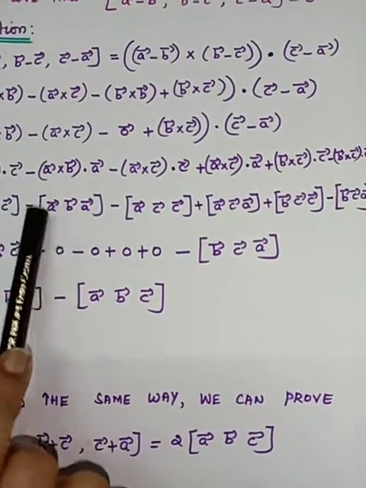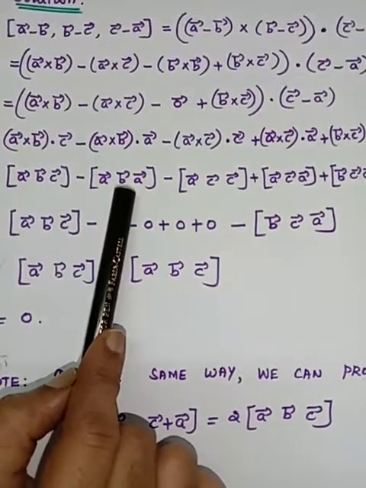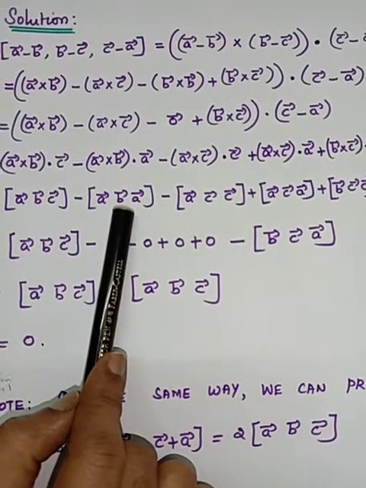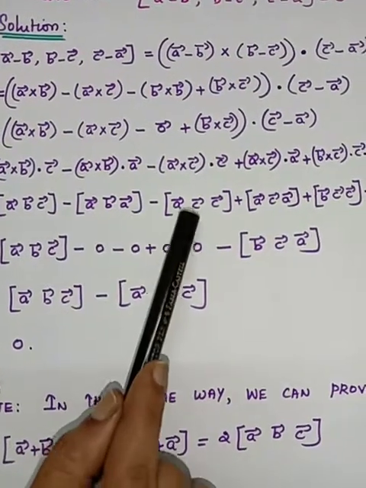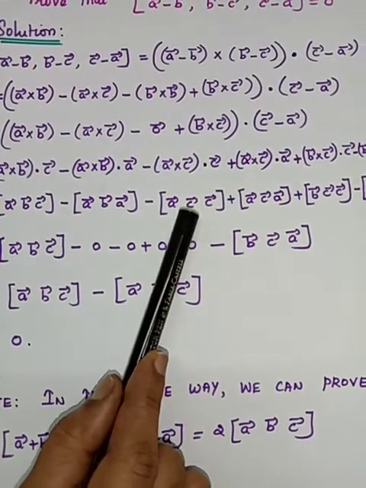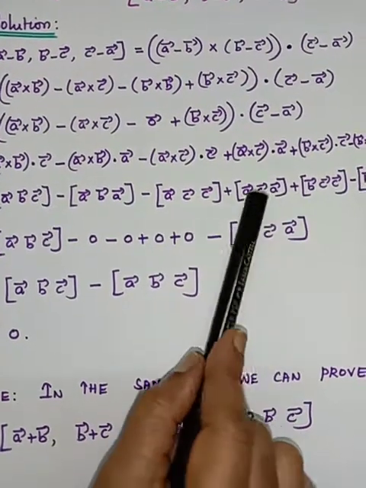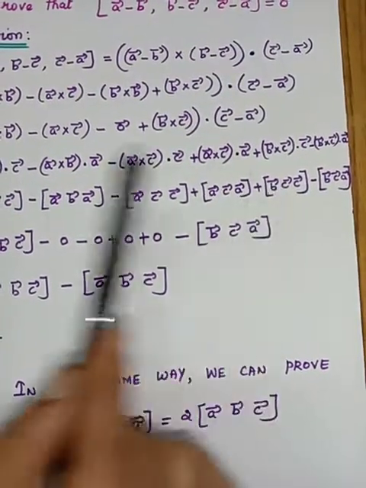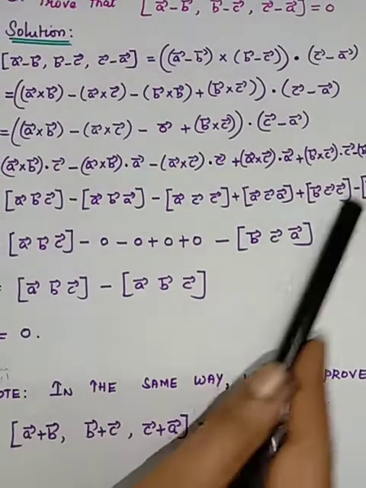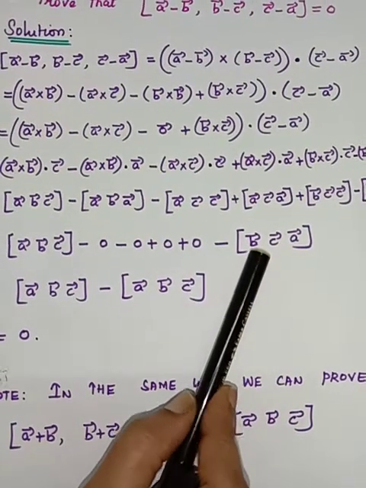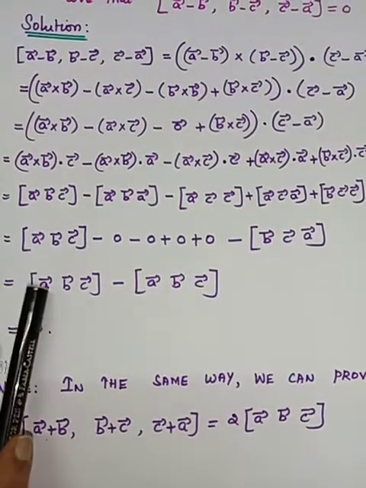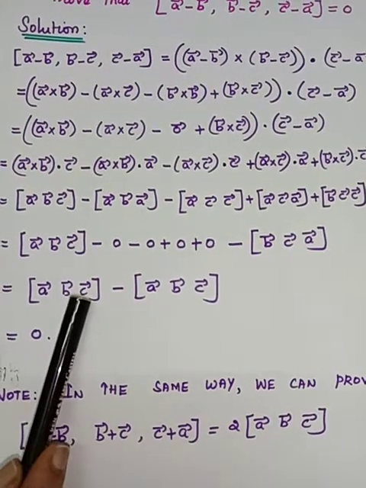So in the box product, if any two vectors are equal, the box product is equal to 0. So about this, box product is 0. Here also C vectors are equal, so it is also 0. Here also 0. Here also 0. So you are getting the first and the last box product of vectors. So this is box product of A vector, B vector, C vector.